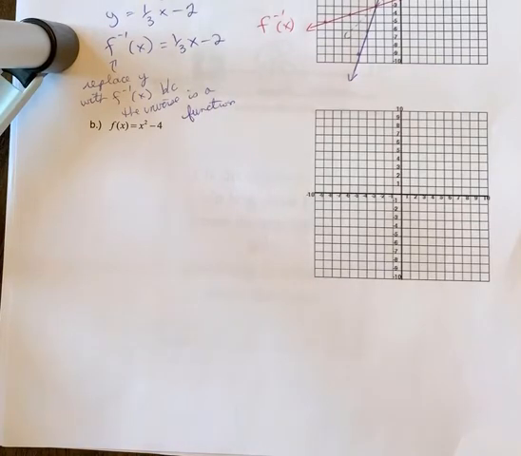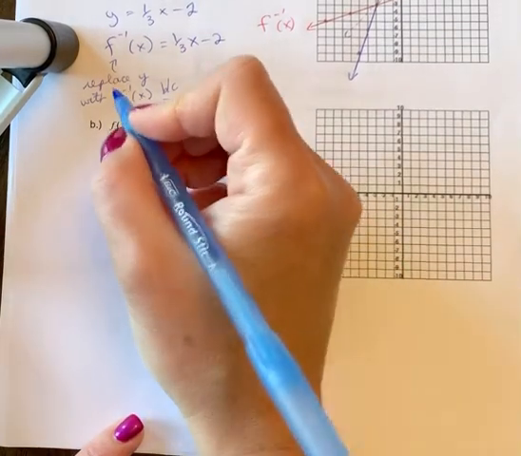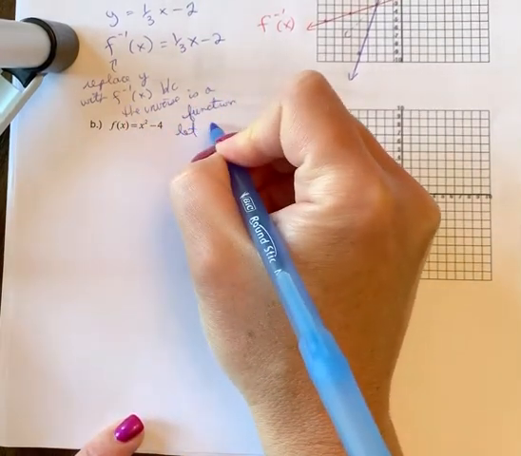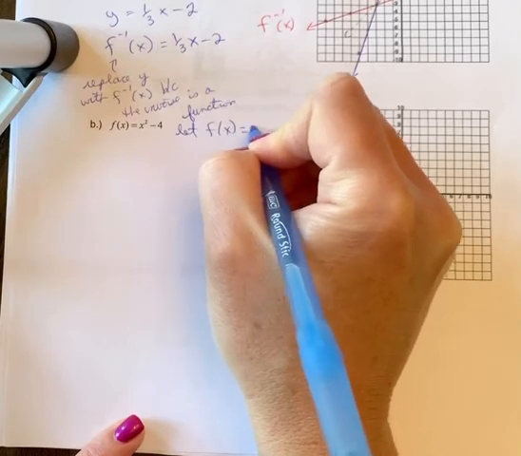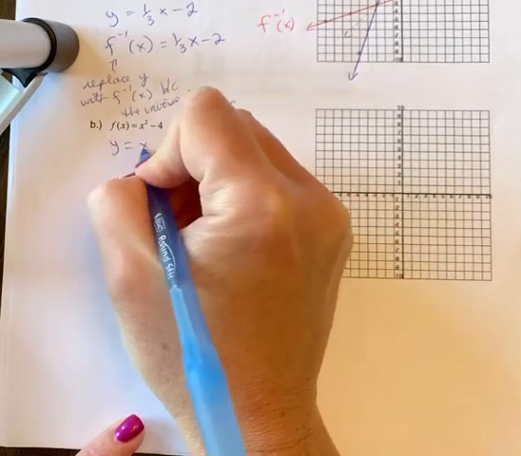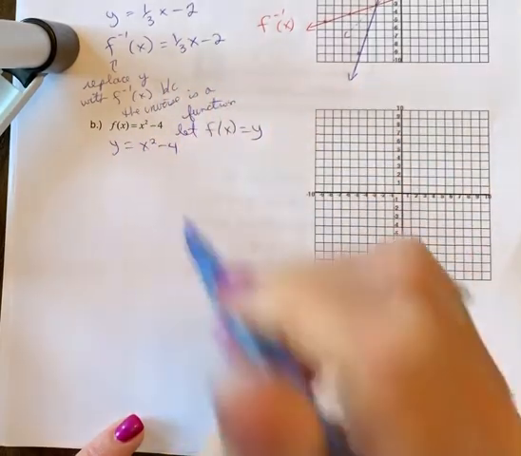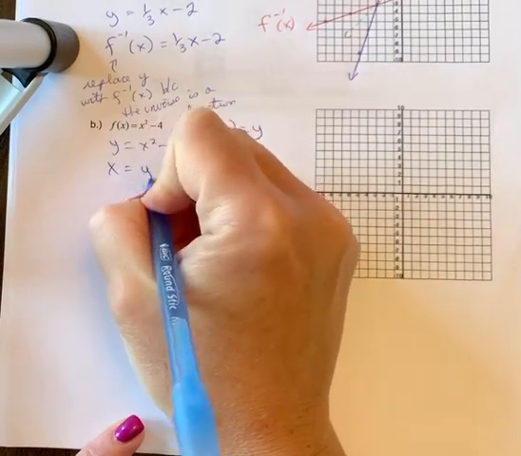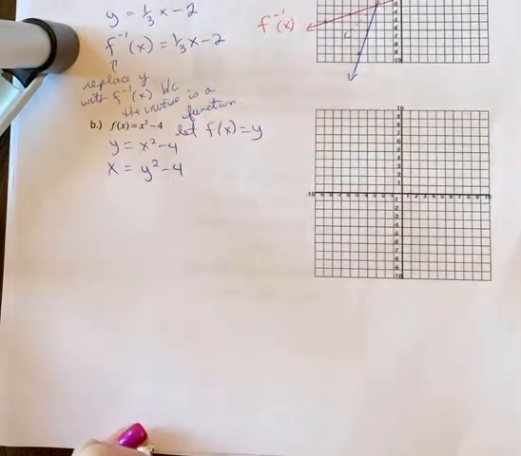Example 3b, we're going to determine the inverse of f of x equals x squared minus 4. So we're going to let f of x equals y. So y equals x squared minus 4, and then we're going to switch x and y. So we're going to write it as x equals y squared minus 4. Now we want to get y by itself, so we're isolating y.